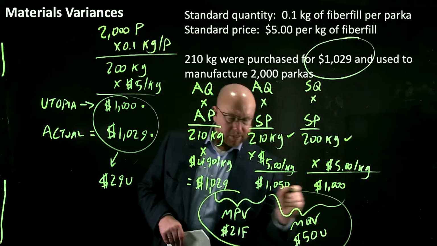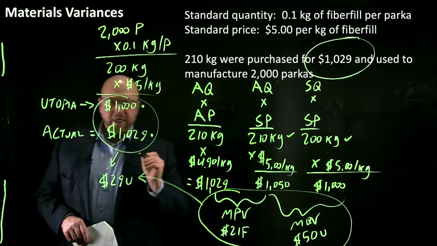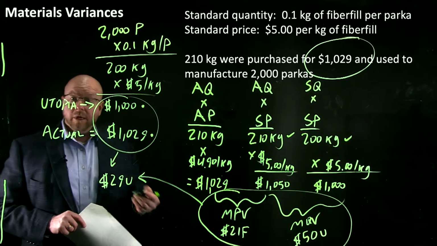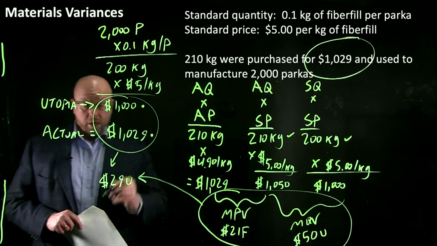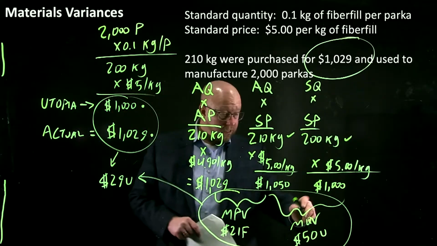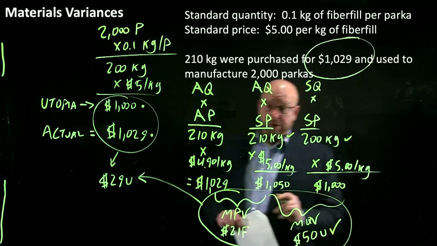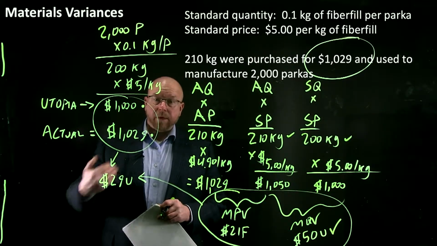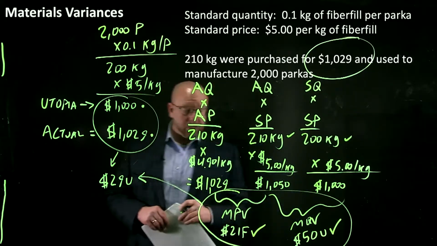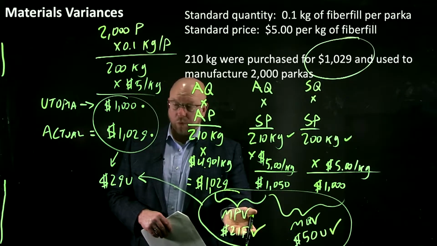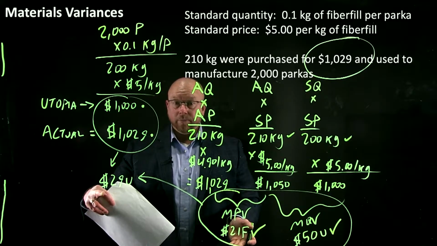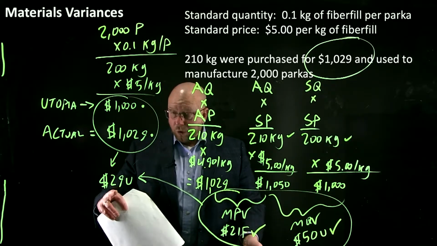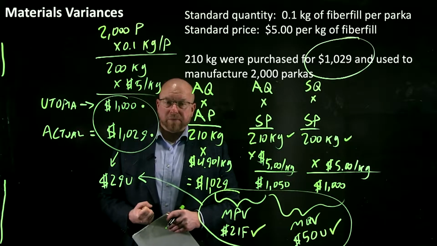Now, the reason I'm showing you this is I want you to understand that these price and quantity variances ultimately explain this variance. So overall, our materials variance, the spending variance, was unfavorable to the tune of $29. Why? Well, part of it was we used $50 too much material, so our materials quantity variance was unfavorable to the tune of $50, but the price variance was favorable to the tune of $21. 50 minus 21 equals 29. And since the unfavorable variance is greater than the favorable variance, overall, this becomes an unfavorable spending variance.